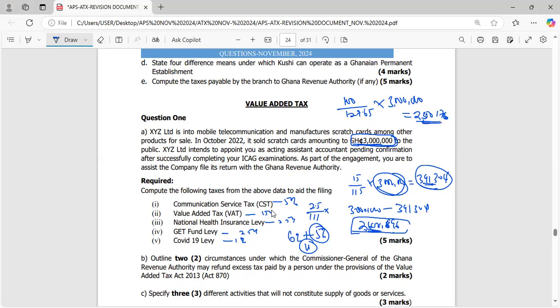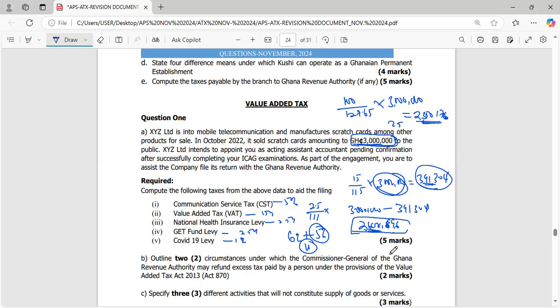Now, this is the amount. So you assume that this is the amount of the supply. Now, come and calculate the levies first, 111. So this value, calculate your GetFund levy, 2.5 by this value. National Health Insurance, 2.5 by this value. COVID, 1.5 by this value. Communication service tax, 1.5 by this value. Add them before you come and calculate your VAT. That's all. You will still get the same answers.